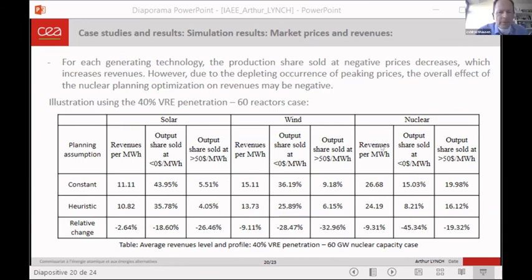Okay, thank you. Is there some other question from the panel? Yes, I have a question regarding the possibility to have negative prices in your results. So I guess it is linked to the model. Can you explain quickly how it is represented?